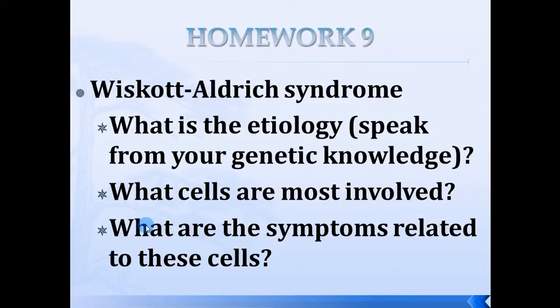Your job is you're going to look it up, whether it's in the book or it's online. Make sure you cite your references. Look up Wiskott-Aldrich syndrome, and then what's its etiology? So speak from your genetic knowledge. How is it passed down generation to generation? What cells are most involved with this? And what are the symptoms related to those cells?